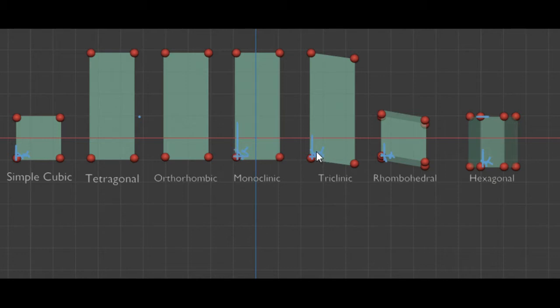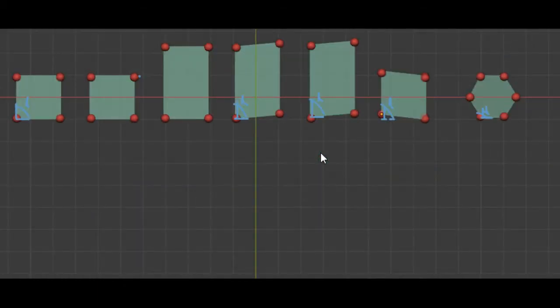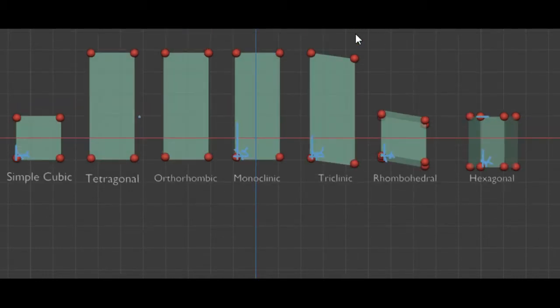However, here none of the angles is 90 degrees. So if you see, this particular angle is not 90, this particular angle is also not 90, and from the top if we see, this particular angle is also not 90. So this is triclinic.